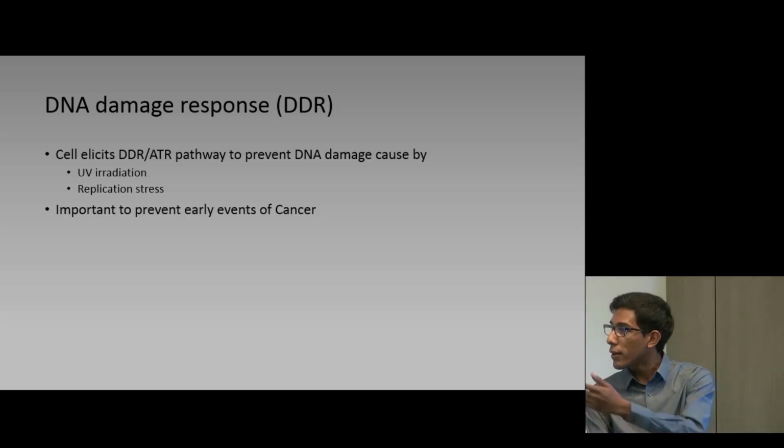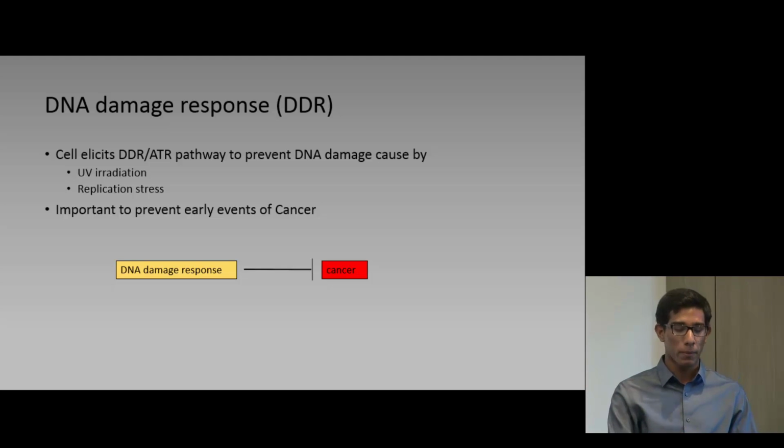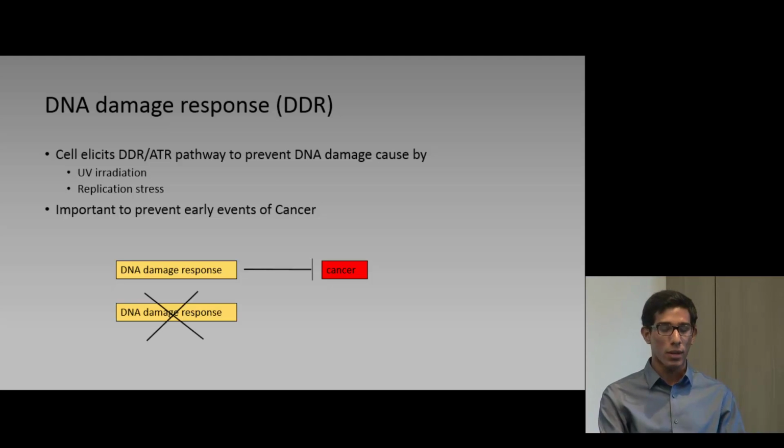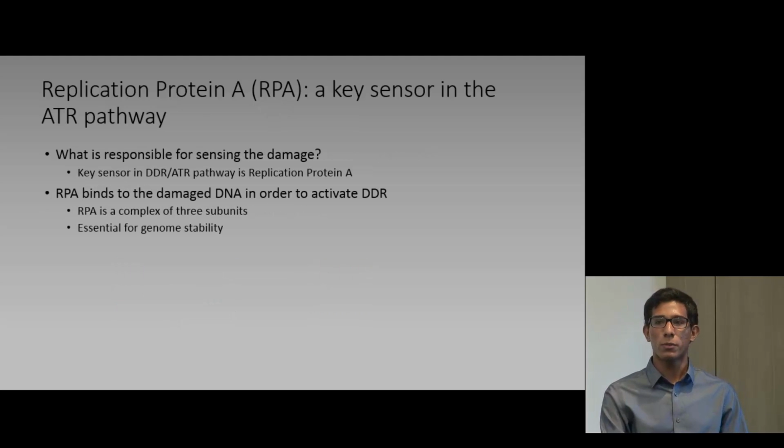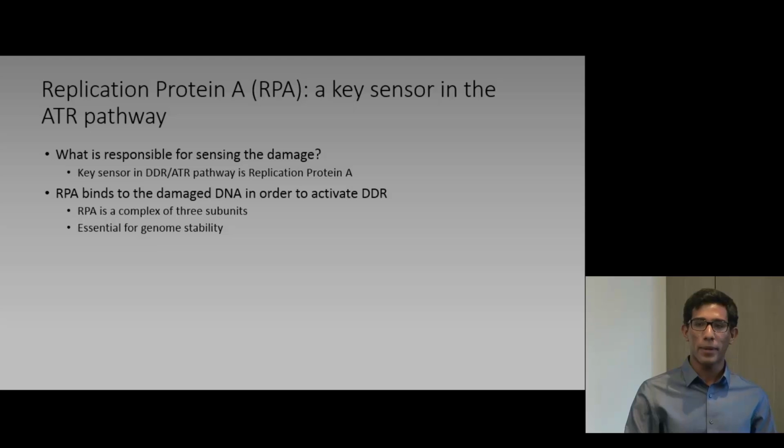Like in the picture you can see here, a fully functional DNA damage response is going to prevent or inhibit cancer. But if something's wrong with the DNA damage response, it could easily lead to the development of cancerous cells. Now, what is responsible for sensing the damage? This is where the key sensor is introduced, and it is called replication protein A. RPA has the capacity to bind to single-stranded DNA in order to activate the ATR pathway.